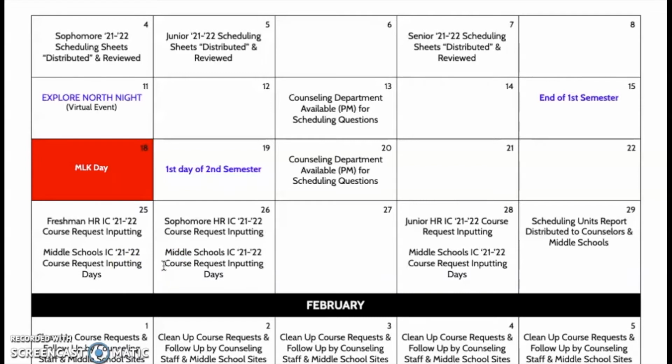Now, the scheduling worksheets are just that. They're a worksheet, but it's really important that the students have looked at them and gone over them prior to putting their information into Infinite Campus. So let's take a brief look at those scheduling worksheets.